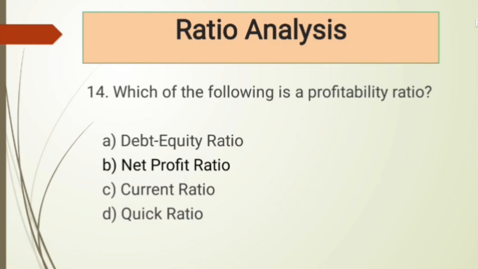Next, which of the following is a profitability ratio? As the profitability ratio measures the ability to earn profit relative to sales, assets or capital, and that is why option B, net profit ratio, is the profitability ratio, as it directly links net profit to sales.